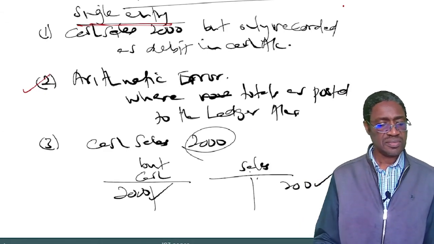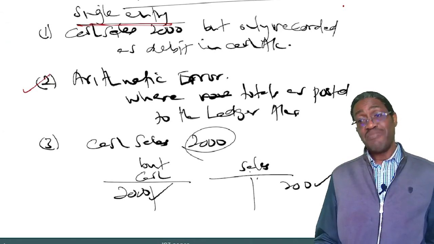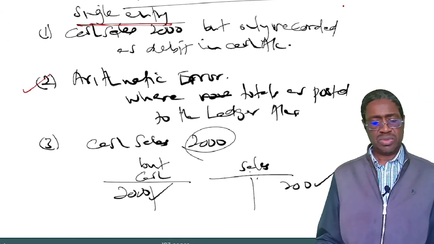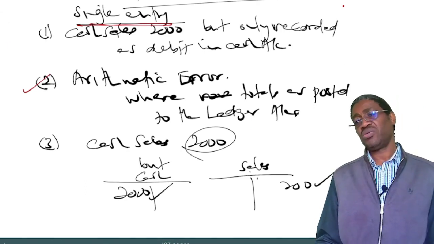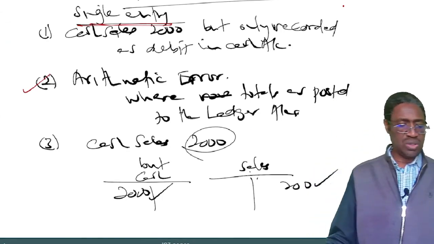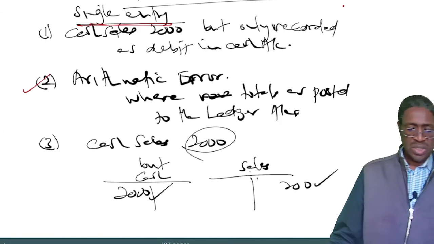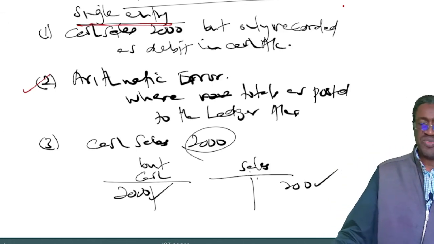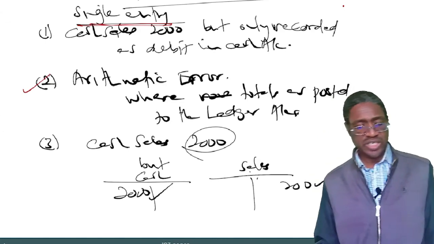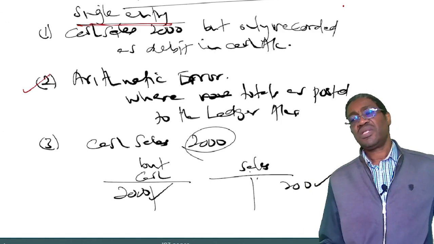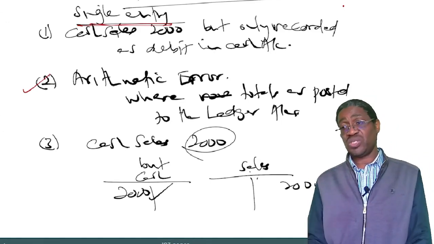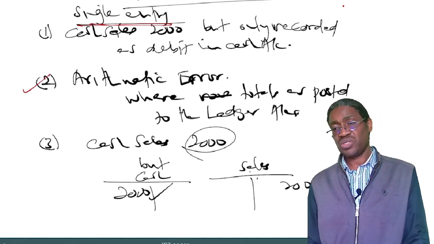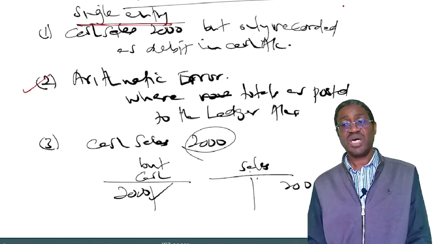Then you say this, arithmetic error, e.g. where a total of the daybook or journal is either undercasted or overcasted, therefore, or thereby, transferring the wrong amount to the ledger accounts.